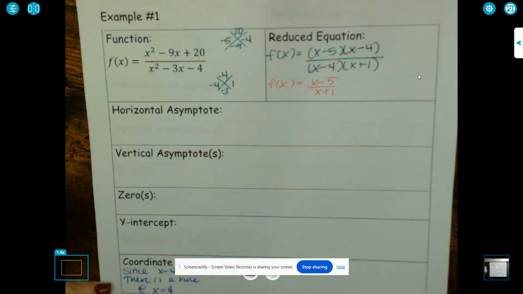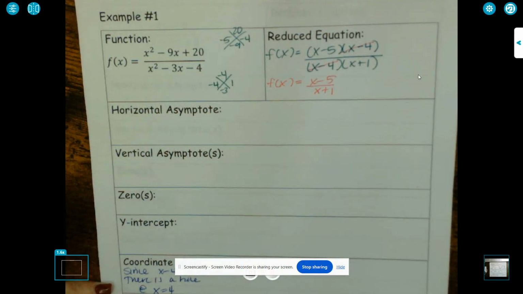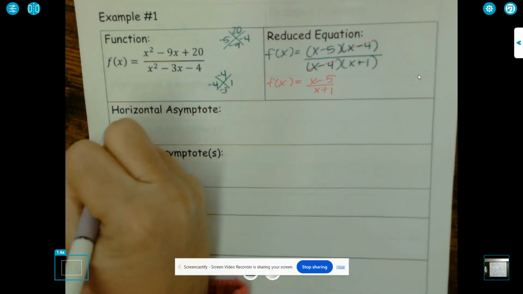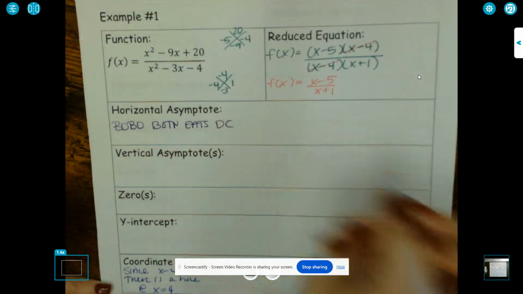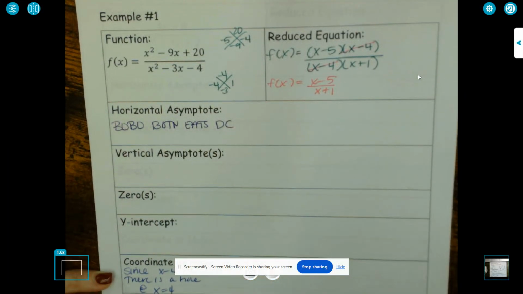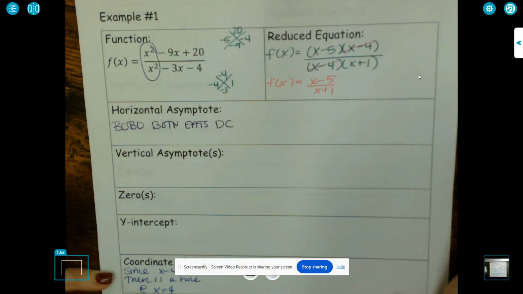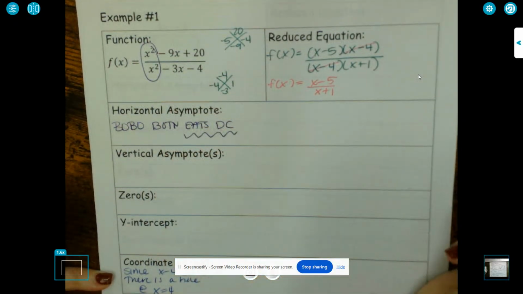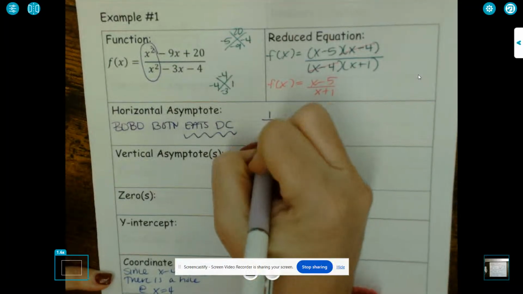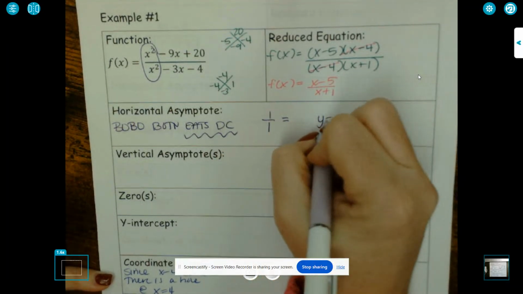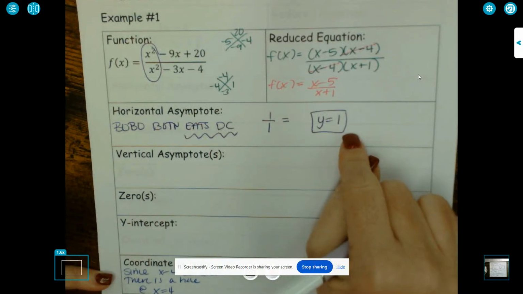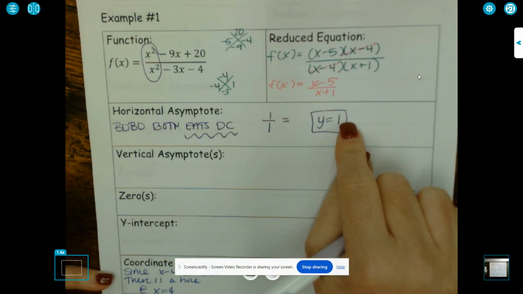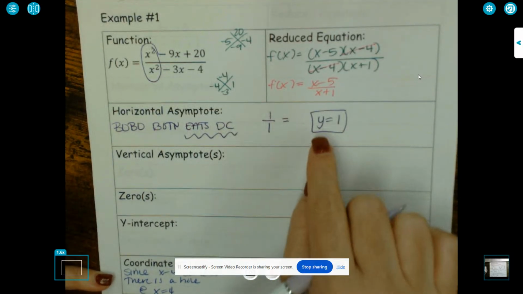Now, for the rest of this, horizontal asymptotes: remember, Bobo Botten eats DC. We look at the original function, and our exponents are the same, so that's the rule we use here. If our exponents are the same, we divide our coefficients. So that's 1 divided by 1, which gives me y equals 1. Make sure you have y equals. Don't just put 1. It has to be y equals 1 for a horizontal asymptote, and vertical asymptotes are going to be x equals.